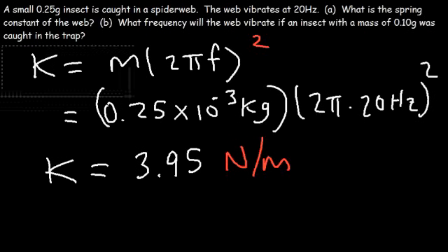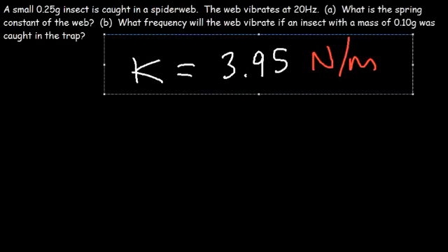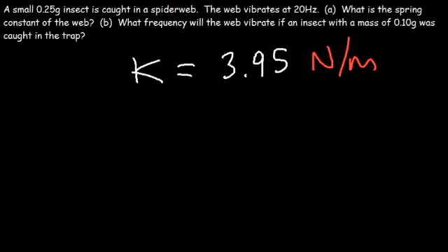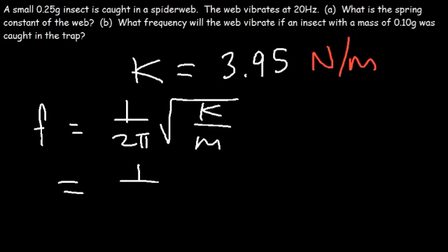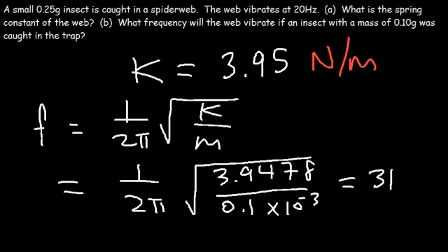Now that we have the spring constant K, how can we answer the second part of the problem? So, if the mass is now 0.10 grams, what is the frequency? So using the equation 1 over 2 pi times the square root of K over M, it's going to be different. So K is about 3.9478. 3.95 is the rounded answer. And the mass is going to be 0.1 times 10 to the minus 3 kilograms. So 3.9478 divided by 0.1 times 10 to the minus 3, that's 39,478. If you take the square root of that, you should get 198.69, and then divide that by 2 pi. And this will be equal to 31.6 hertz.